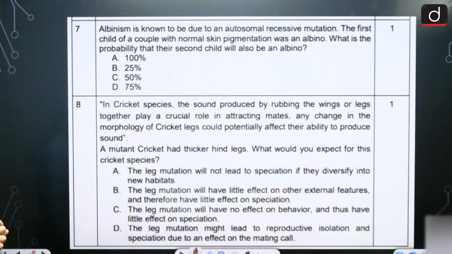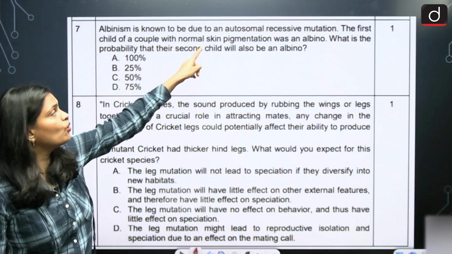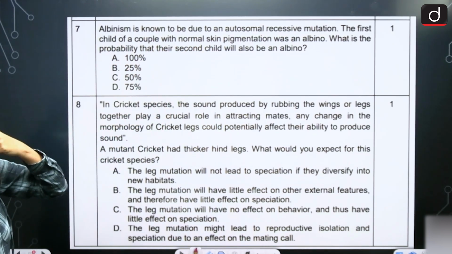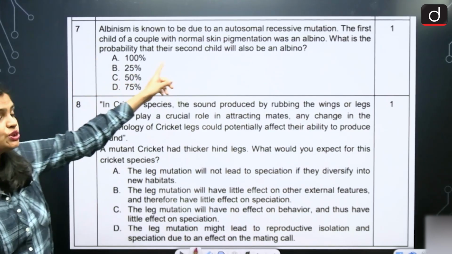The first child of the couple with normal skin pigmentation was an albino. What is the probability of their second child will also be an albino? तो क्या probability होगा कि उसका second child भी albino हो? See here, it is caused due to the recessive allele a. So the couple is normal. See, the first child of a couple with normal skin, that means कि हमारे जो couple हैं वो normal हैं, ठीक है, but has an albino child. लेकिन उनका child albino है.